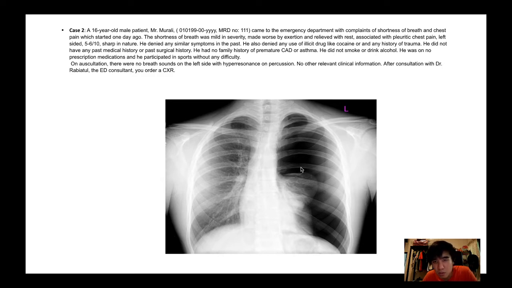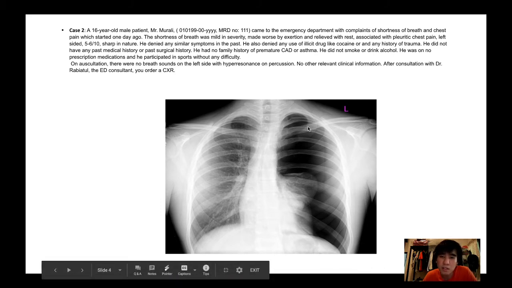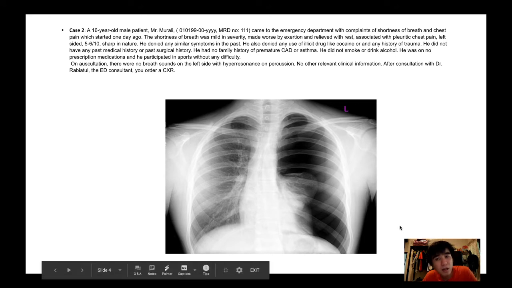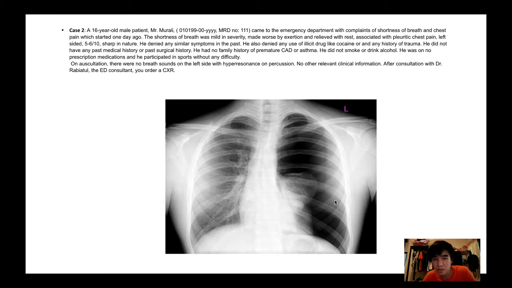Inspiration: 1, 2, 3, 4, 5, 6, 7. Inspiration is adequate. Penetration is adequate. Exposure is inadequate. I can't really see the costophrenic angle over here. I don't know what view of the x-ray this is. Is this AP or PA? Is it lying or standing? Okay.